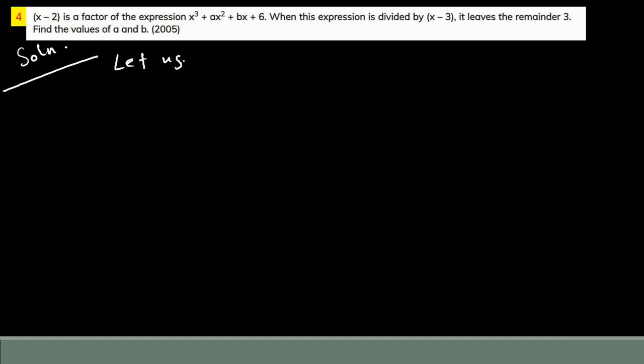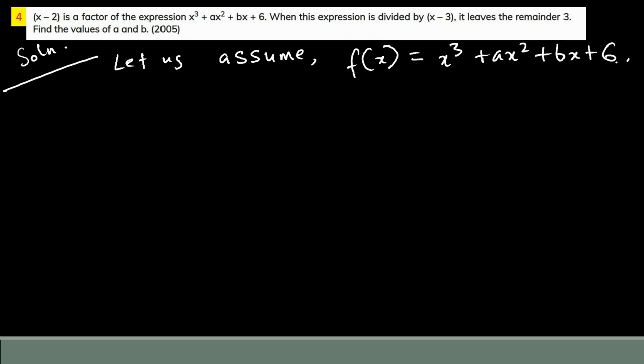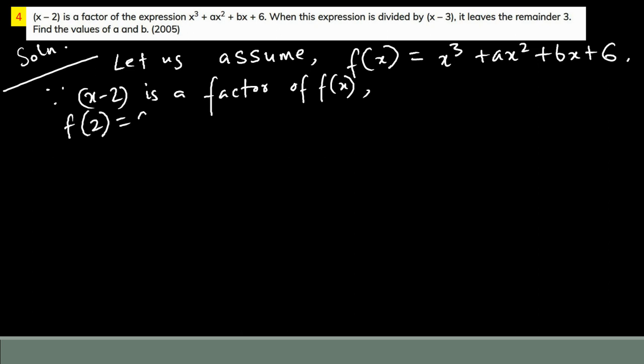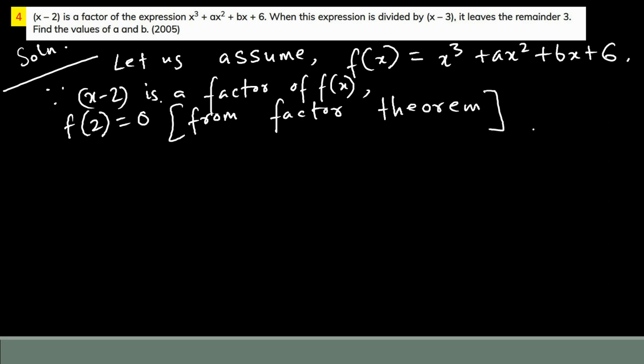So let us assume f(x) as x³ + ax² + bx + 6. This is f(x). Now it said x - 2 is a factor of the expression. Since x - 2 is a factor of f(x), what can you do? From the factor theorem you find f(2) = 0. So here you get f(2) = 0.